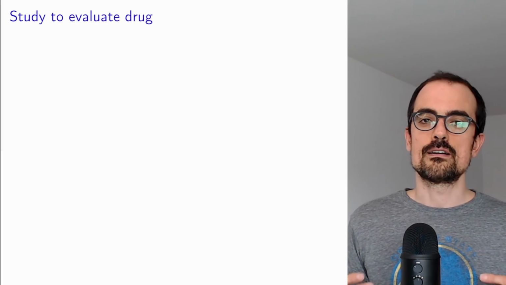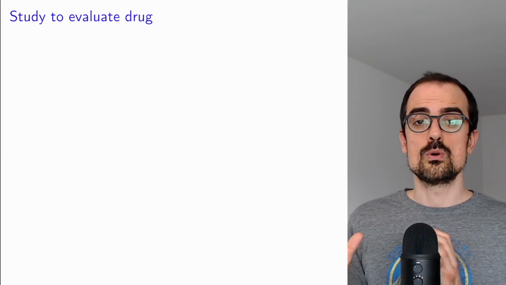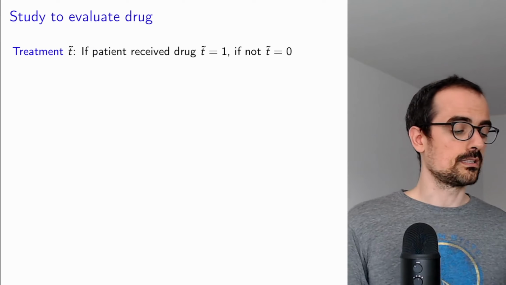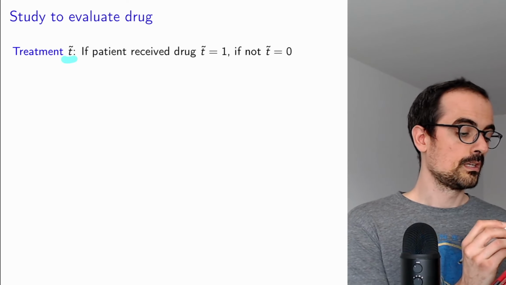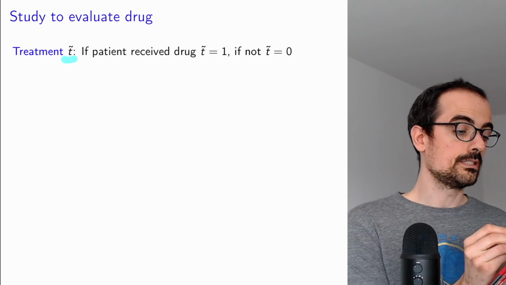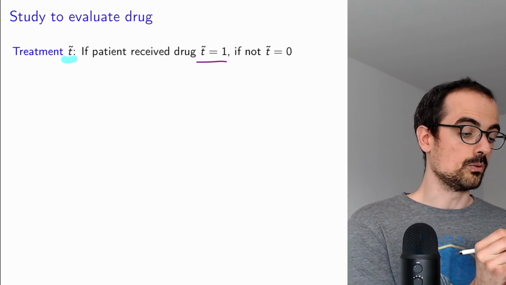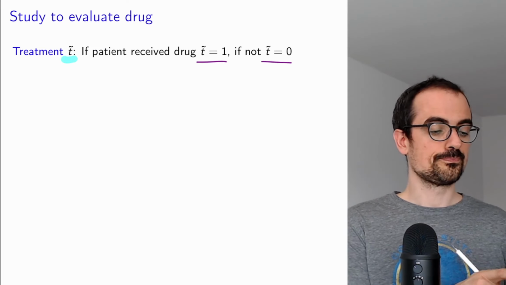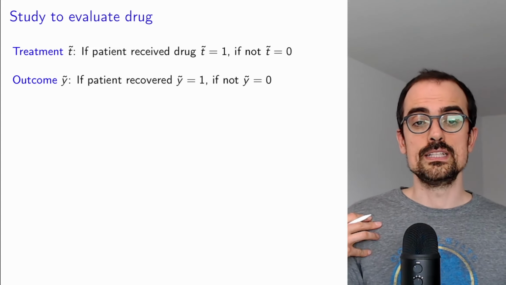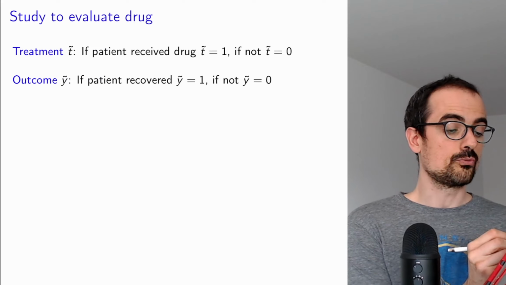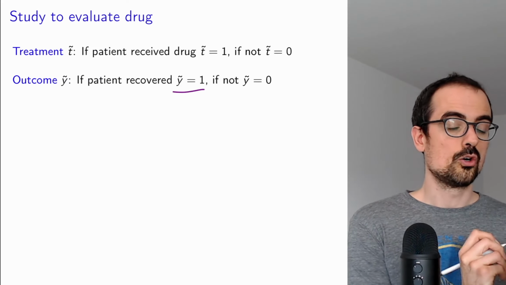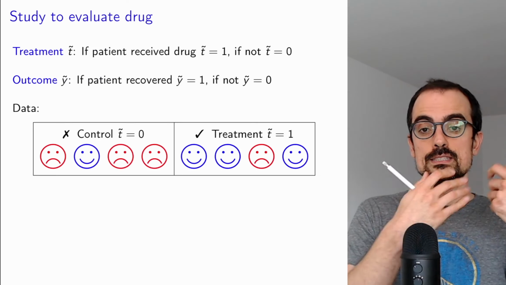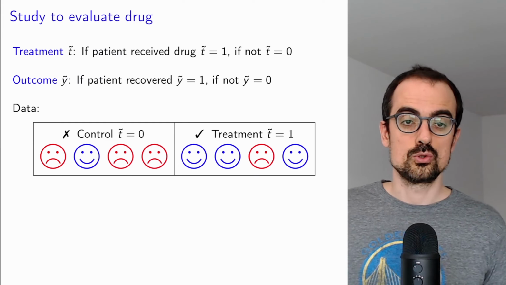Imagine that we have some data from a study where we're trying to evaluate a drug. So we have a treatment T that is represented by a random variable T, which tells us whether the patient received the drug, in that case T is equal to 1, or they did not receive the drug, in that case T is equal to 0. And then we have the outcome of interest, which is whether the patient recovered, in that case Y is equal to 1, or not, Y is equal to 0. We want to determine whether giving the medicine actually causes patients to recover.